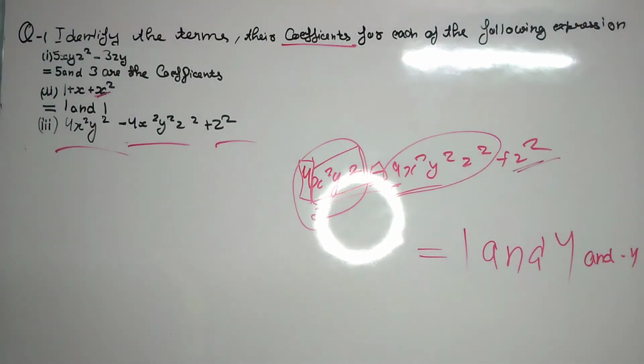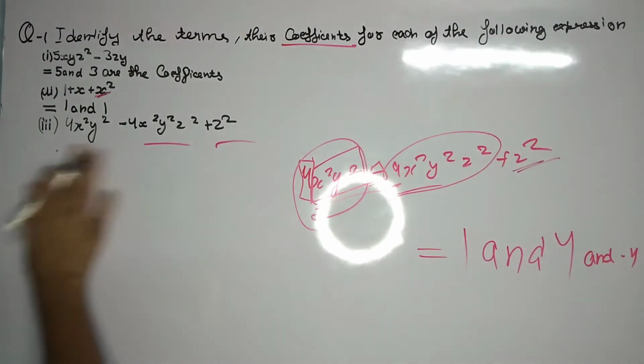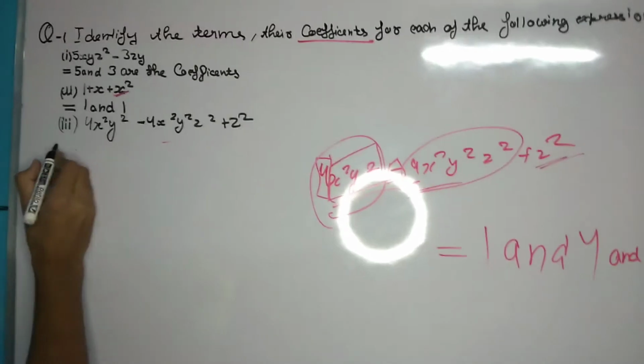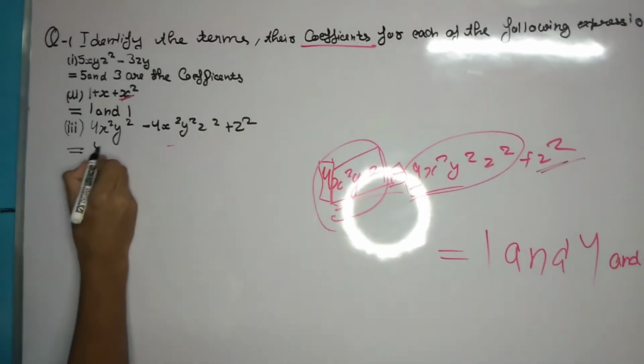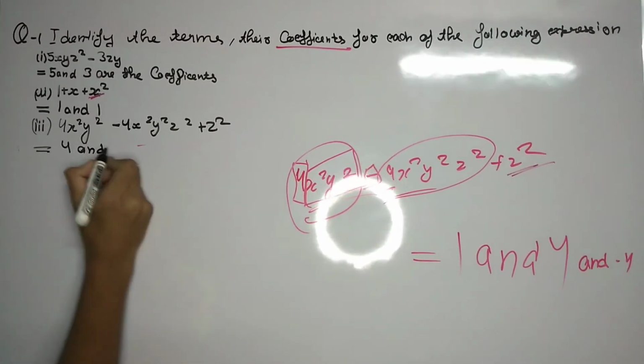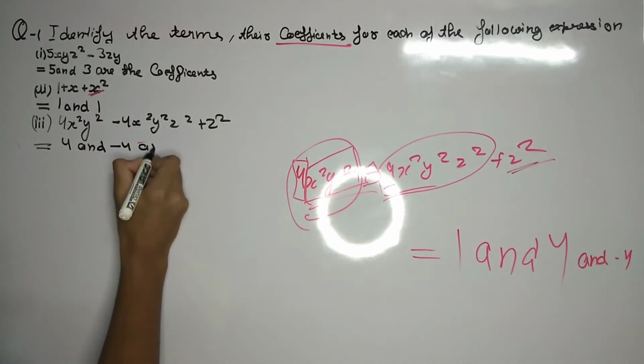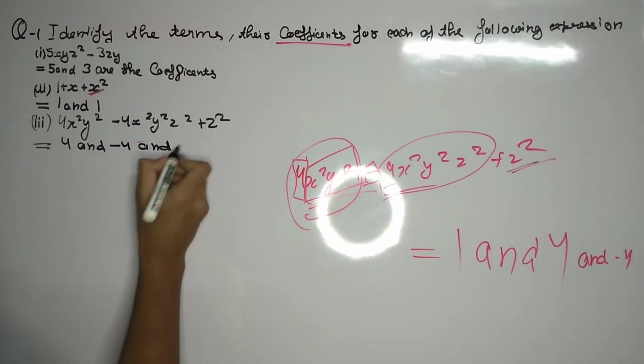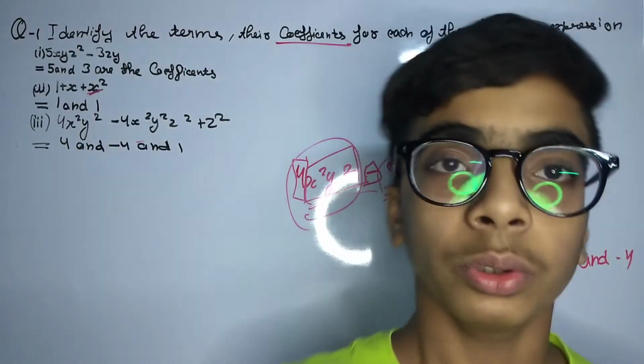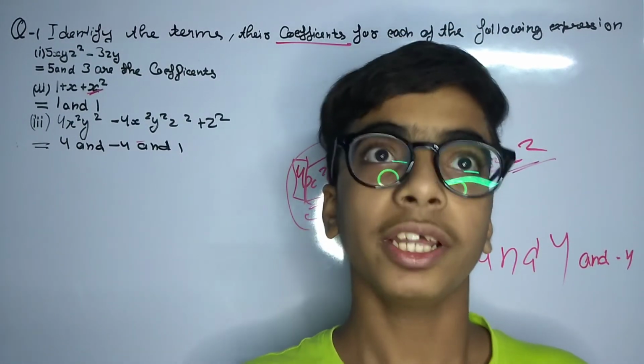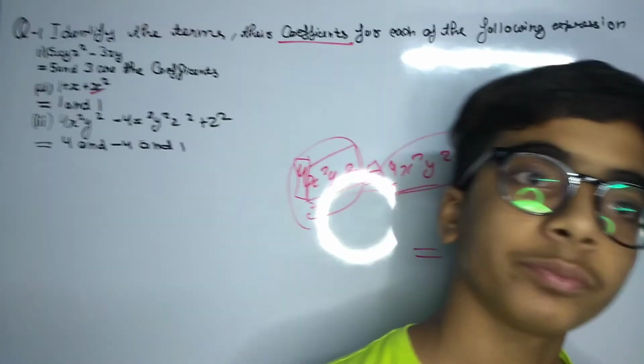So let's fill in the answers. The answers of this part are 4 and minus 4 and 1. So that's all for this part. Meet you in the next part.